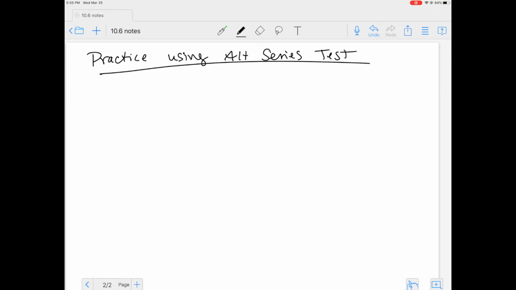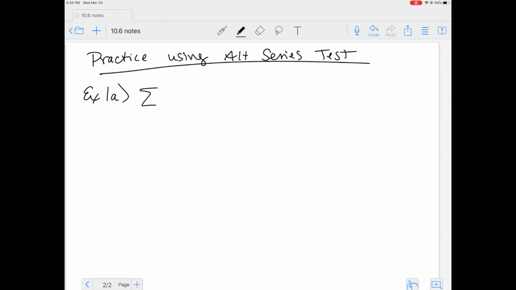Okay, we're going to practice using the alternating series test. In reality, we're going to determine conditional convergence with this, but I want you to practice figuring out this test so that when you do need to use it, we have that at our disposal. All right? So here's example 1a.